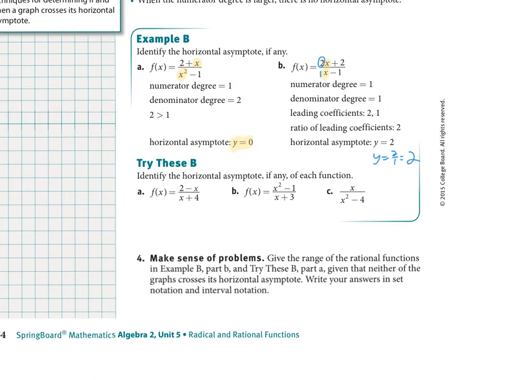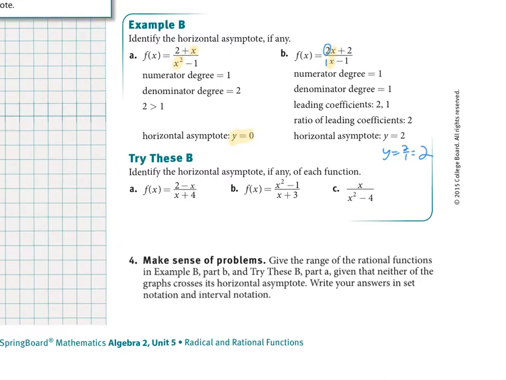Go ahead and take a look. With those 3 rules, comparing the numerator and denominator degrees, can you decide what the horizontal asymptotes are for the try these B's? Go ahead and hit pause, see if you can write down your answers, and then you can check them against what I put down next.